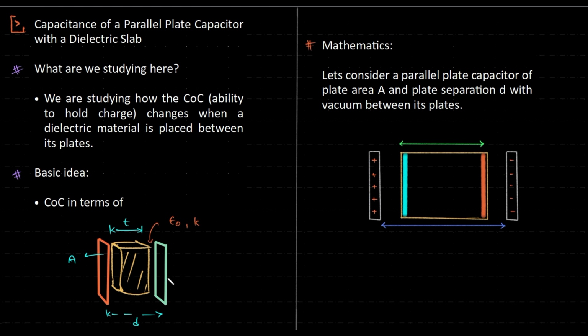So we are considering the same thing, just a better diagram for your exams. A parallel plate capacitor of area A and the plate separation being D, with vacuum between its plates, and let T be the thickness of the dielectric.